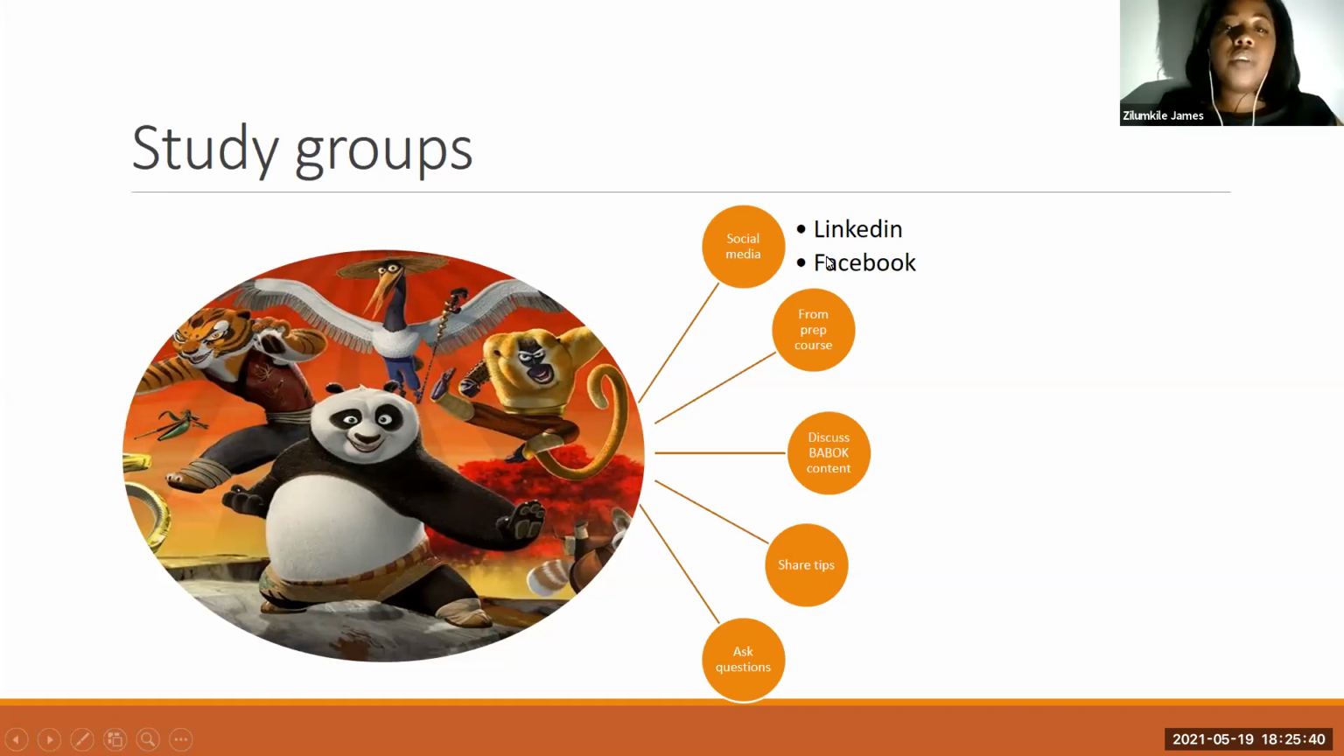So there's a couple of study groups on LinkedIn and a couple of study groups on Facebook. You can just search for a CBAP study group and you'll find them on both social networks. I used both LinkedIn and Facebook. If you have a prep course, sometimes some people communicate and put together a study group for that specific prep course. It's also recommended by some of the moderators to put together a study group for that specific prep course.